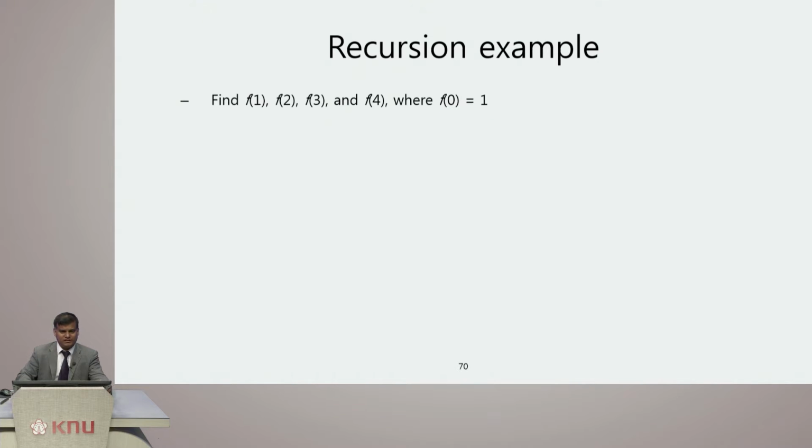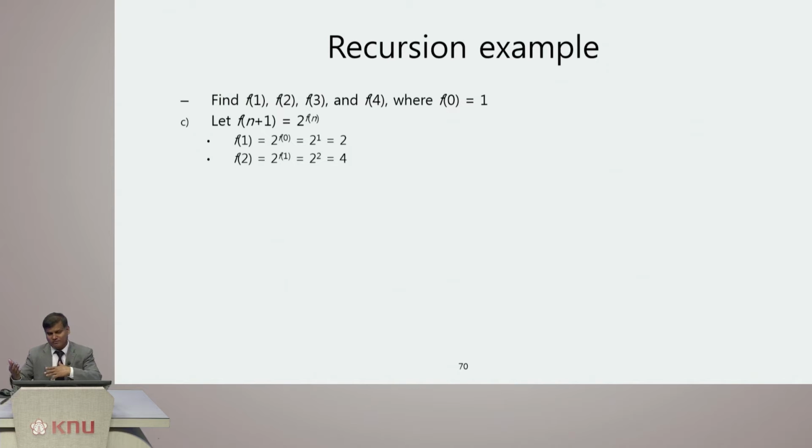Recursion, more examples. Let's see here. Okay, a similar kind to what you had before. Now let's say that f of n plus 1 equals 2 power f of n. Consider this: f of 1 equals 2 power f of 0, that's 2 power 1, which equals 2. And again, f of 2 equals 2 power f of 1, since we are calling f of 1 there, which equals 2 power 2, that's 4.